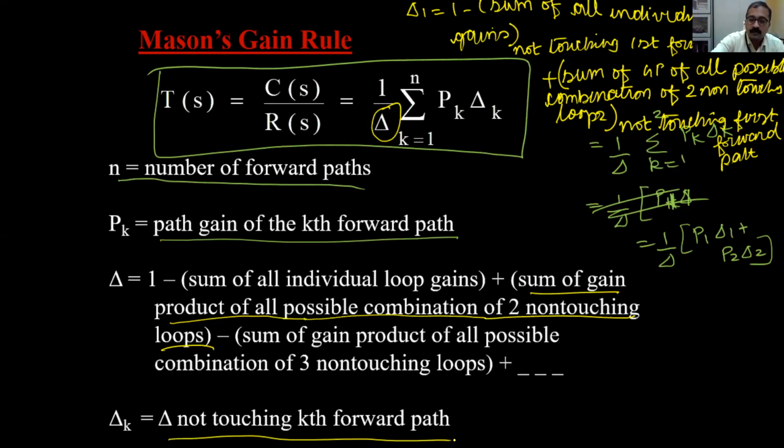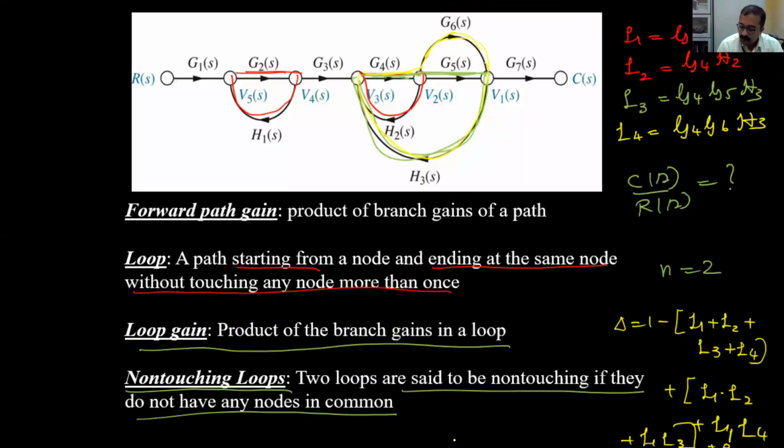Okay, so here how many paths do we have? So here we have seen our C of s by R of s will be 1 by delta into P1 delta 1 plus P2 delta 2. Okay, P1 was this thing, right? So what is delta 1? Delta 1 means 1 minus sum of all loop gains not touching the first path. But unfortunately or fortunately, all the loops will touch this first path. So the sum becomes 0. Delta 1 becomes 1 minus 0, which is 1.